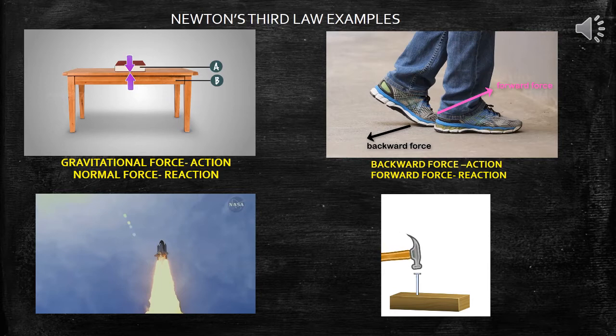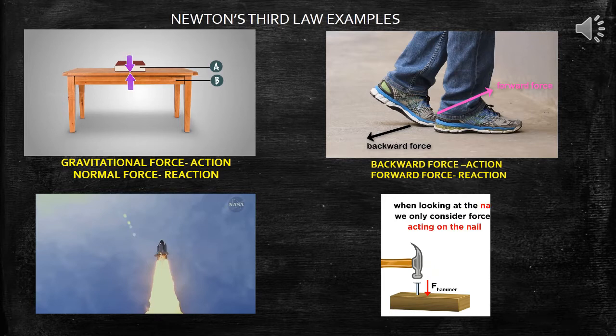In the third illustration, the propulsion of the rocket. The fuel creates an enormous amount of pressure and force at the bottom of the rocket system, and that can be taken as action. There will be an upward thrust acting on the rocket. That is called reaction. So because of the action and reaction pair alone, the rocket is able to propel.